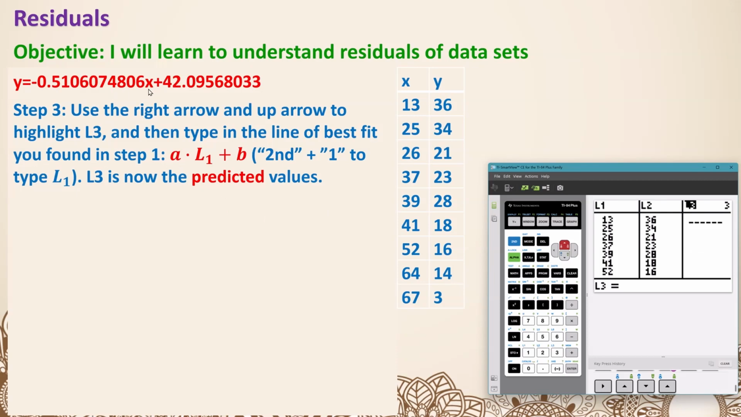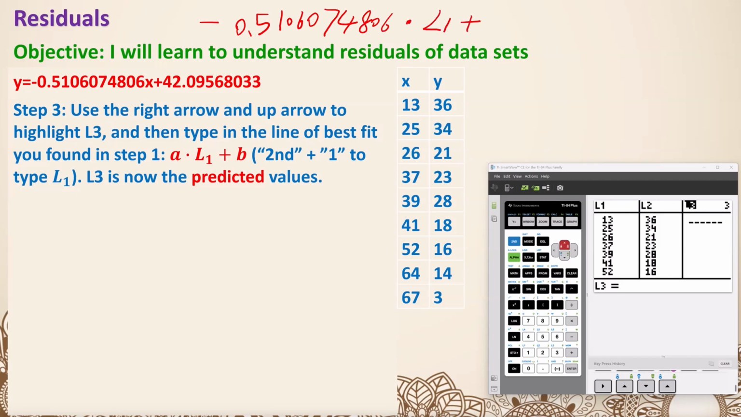But instead of typing in the x, we're gonna make sure x is using every single number we got in L1. So this is the process, A times L1 plus B. Or in other words, you're typing in negative 0.51060748806 times L1 plus 42.09568033. That's basically what we're typing in our calculator.